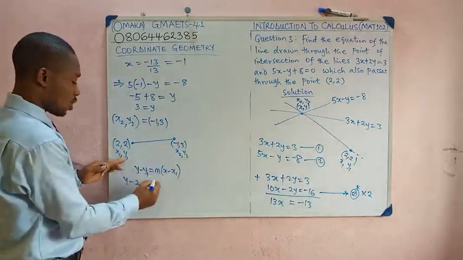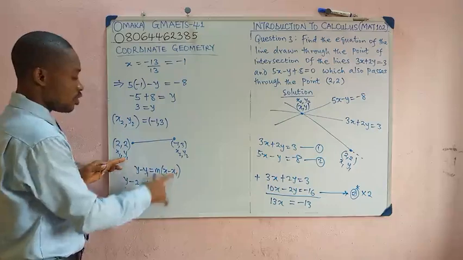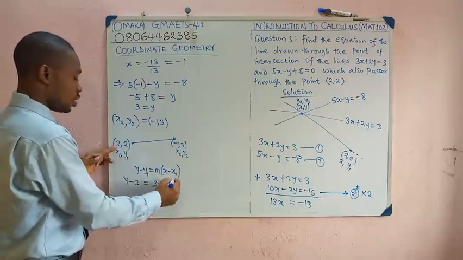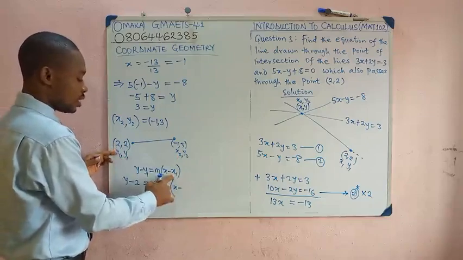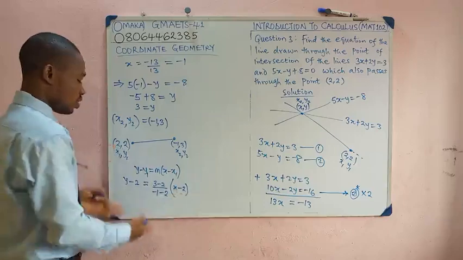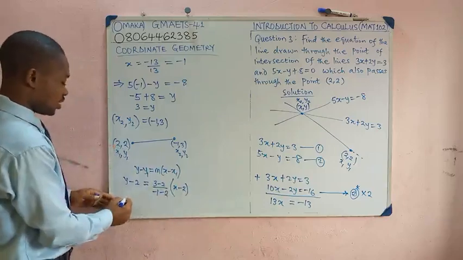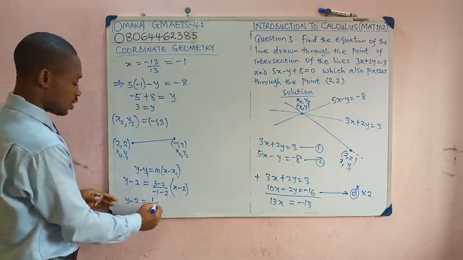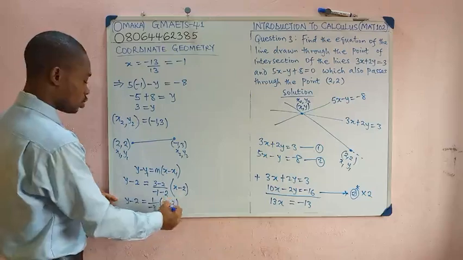So y2 minus y1 is 3 minus 2, all over x2 minus x1, which will give us minus 1 minus this 2. Then bracket x minus the value of x1. And the value of x1 is what? 2. So simplify this, let's see what we get. This is y minus 2 equal to, the numerator will give us 1, the denominator will give us minus 3, open bracket x minus 2.